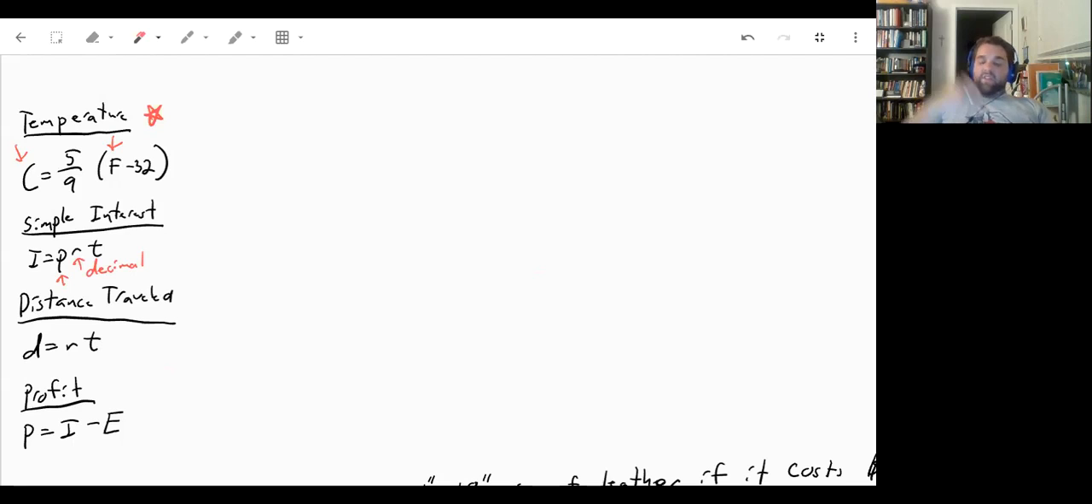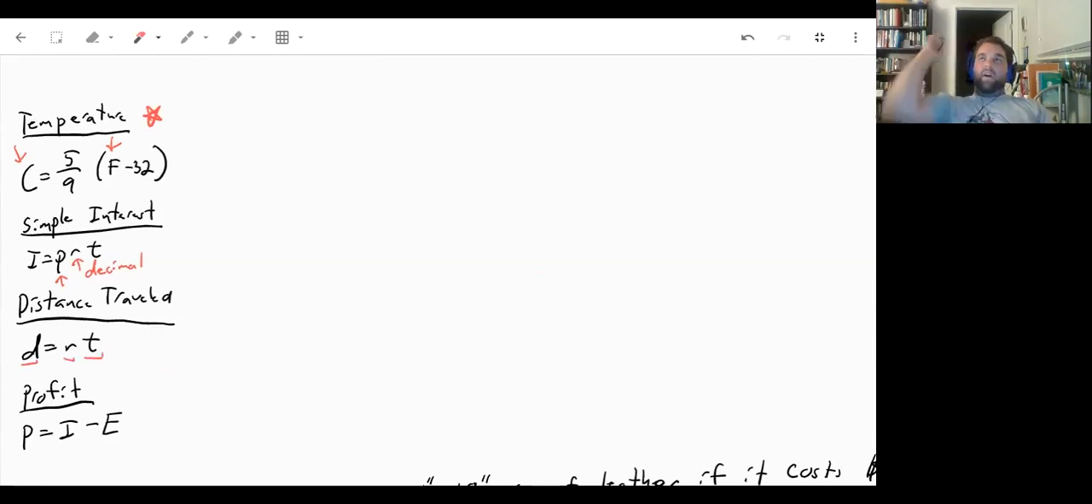The next equation is the distance traveled. Distance is equal to the rate that you go times the time. So if you're going 60 miles an hour for 2 hours, 60 times 2 is 120. Or distance is equal to rate times time.